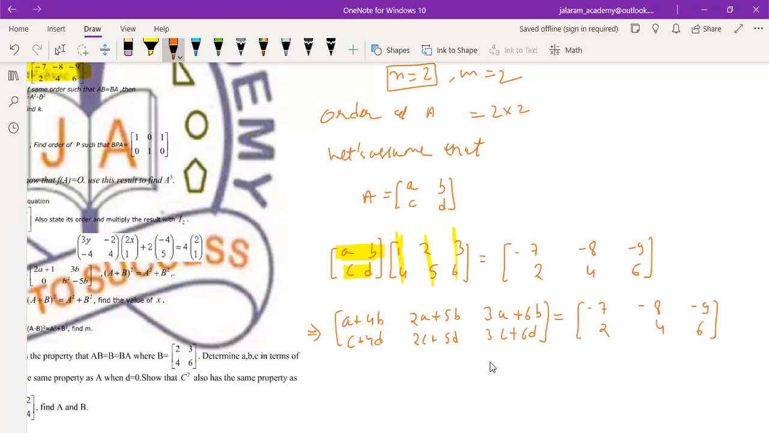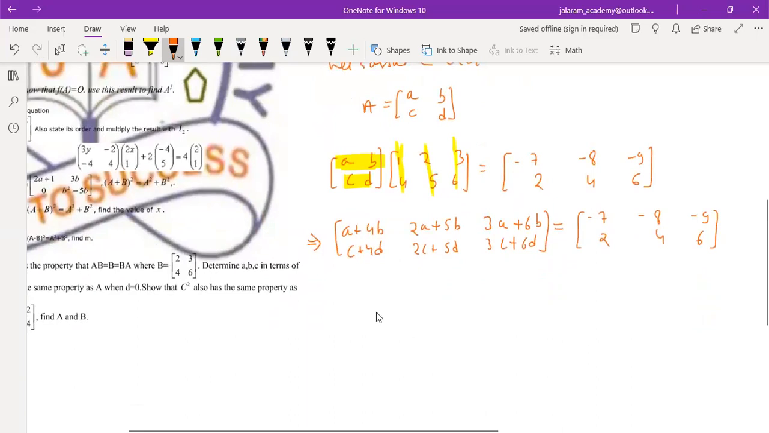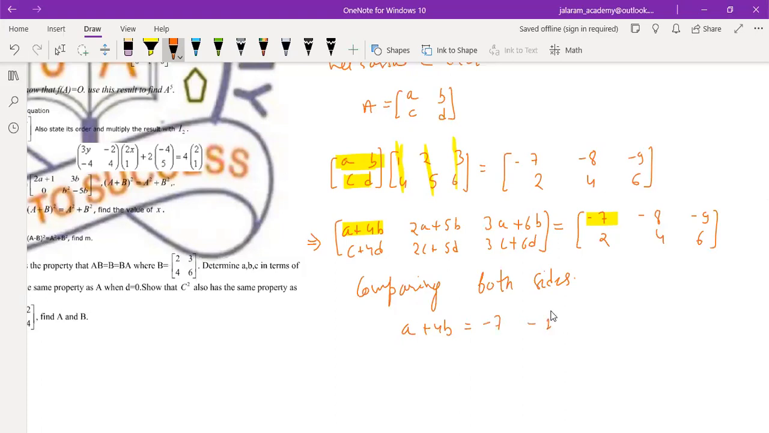So look at this. The first row has the equations containing a and b only. So we compare them, element to element on both sides. The element of first row, first column, a plus 4b, will be equal to -7. So we write a plus 4b equals -7, equation number 1. Then first row, second column are compared. So 2a plus 5b equals -8, equation number 2.